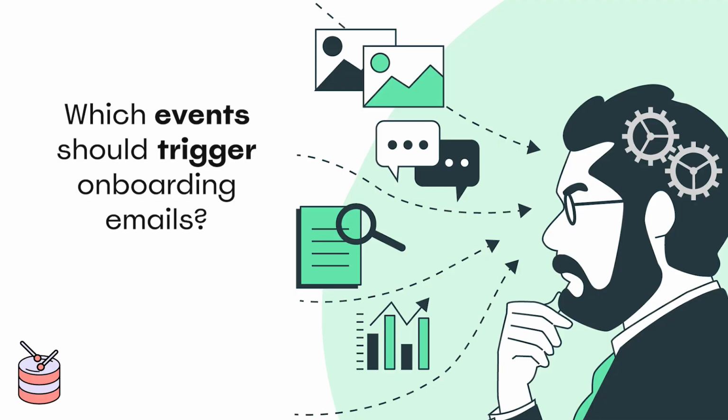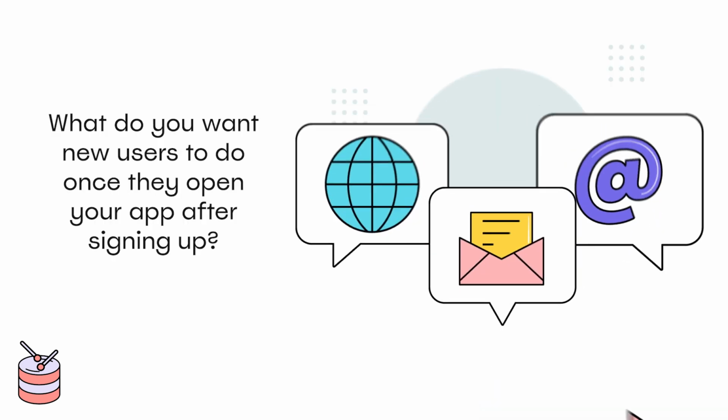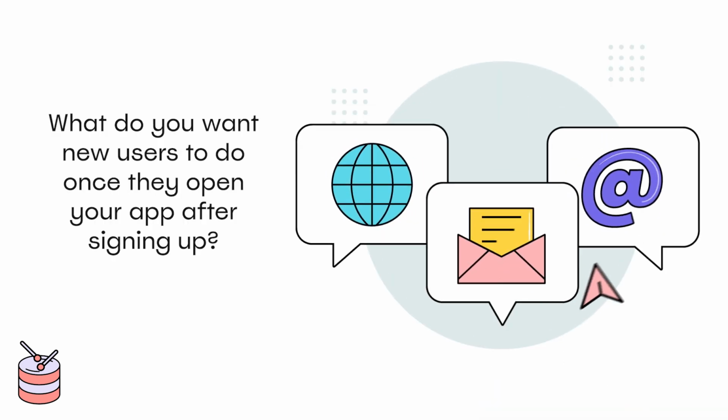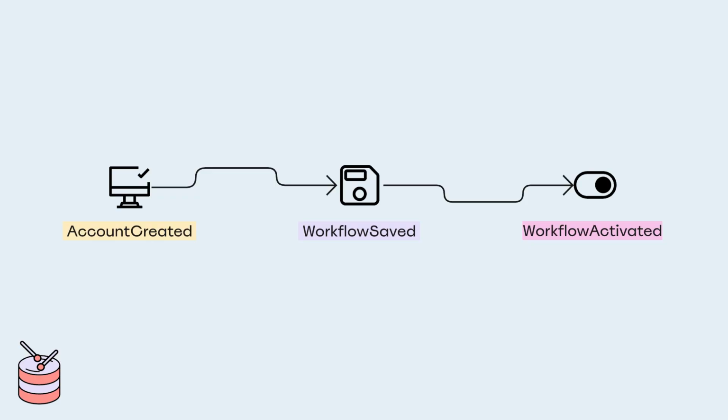So the only prerequisite to figure out which events to track is a keen understanding of your product. I recommend listing down the key things you want new users to do once they land in your app after signing up. Once you've done that, narrow it down to 1 or maybe 2 core events that a new user must perform before they can get to the aha moment in your app. The point in time when a new user has derived value from a product for the first time and can be considered activated. And finally, come up with clear names for the events you've decided to track.